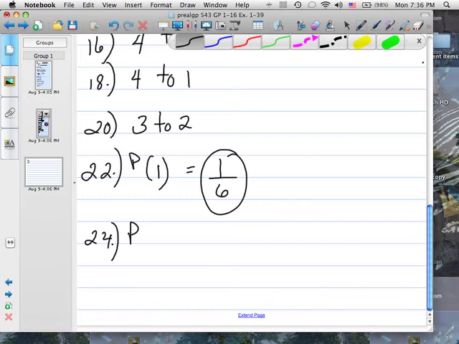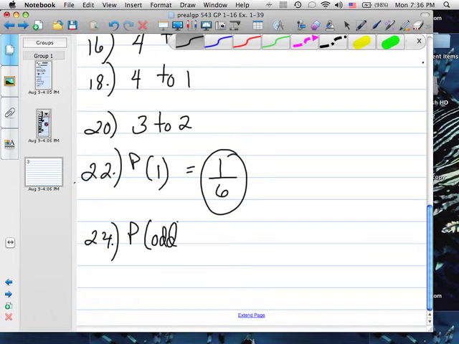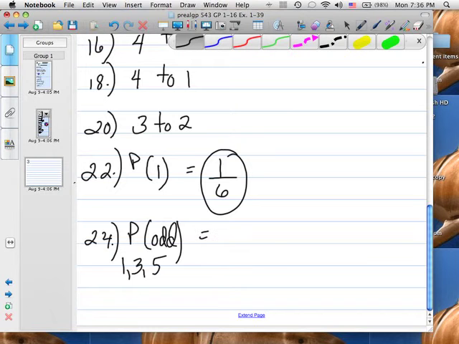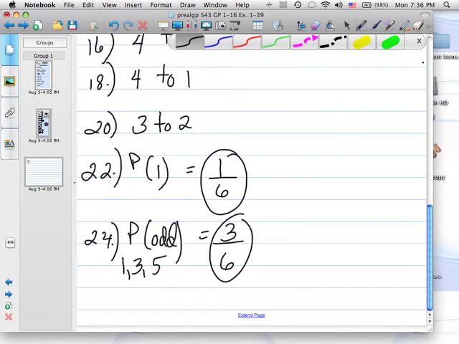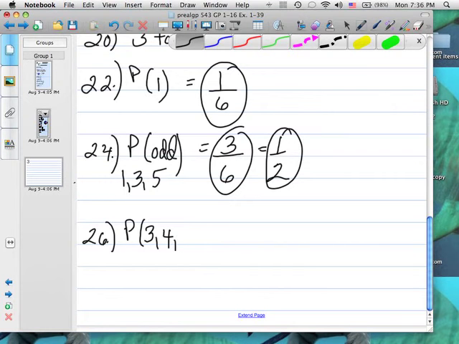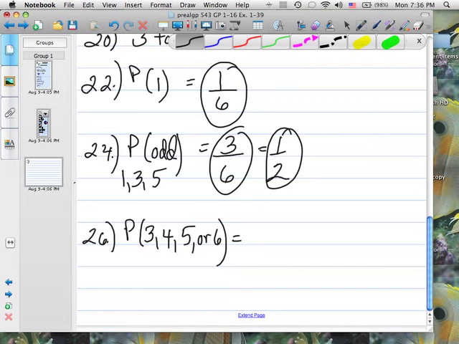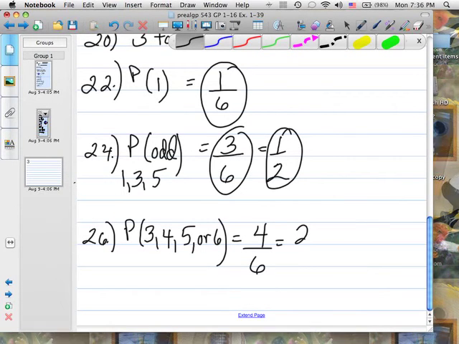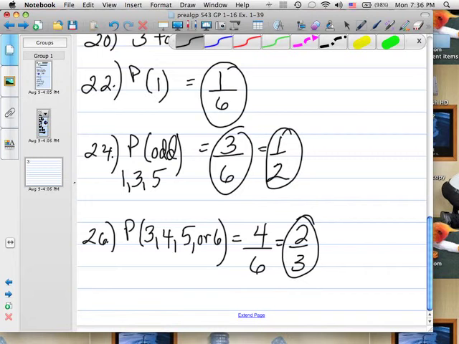24, the probability of an odd number on a die. The 1, the 3, and the 5 are odd, so there are 3 ways to get an odd, out of 6 total. So that's equal to 1/2. 26, the probability of a 3, a 4, a 5, or a 6. So there are 4 ways I could get those numbers out of a total of 6 possibilities, which simplifies to 2/3.